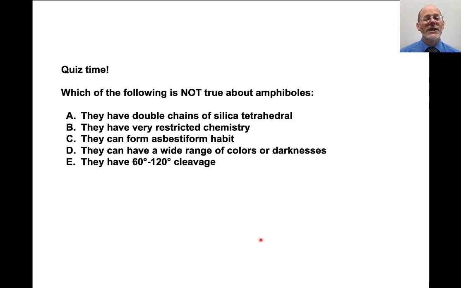Okay, so which of the following is not true about amphiboles? And the answer is they do not have restricted chemistry. They have very complicated chemistry. That's what makes them so useful.